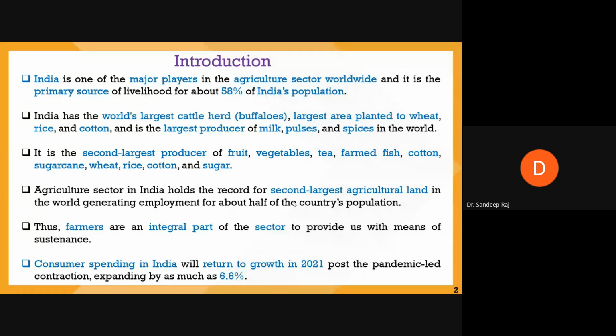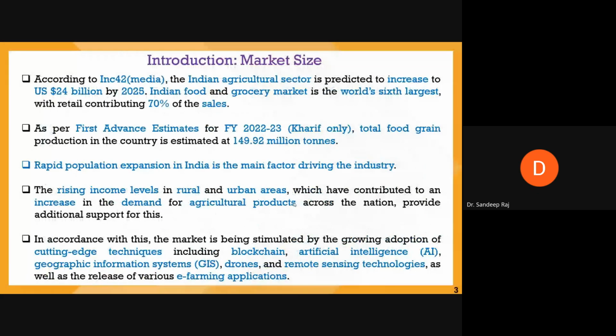So consumer spending in India will return to growth in 2021 after the pandemic-led contraction, expanding by as much as 6.6%. According to Inc42 media, the agricultural sector is slated to increase to US $2,400 billion by 2025, and the Indian food and grocery market is the world's sixth largest, with retail contributing 70% of the sales. As per the first advance estimates for financial year 22-23 for the Kharif crop, total food grain production in the country is estimated at 149.92 million tons. Rapid population expansion in India is the major factor driving the industry. The rising income levels in rural and urban areas, which have contributed to an increase in the demand for agricultural products across the nation, provide additional support for this.